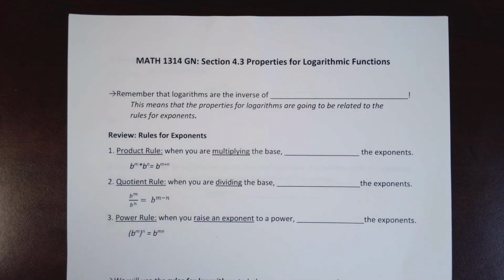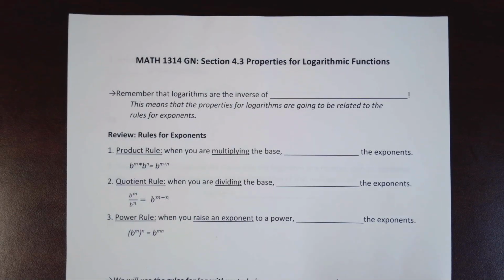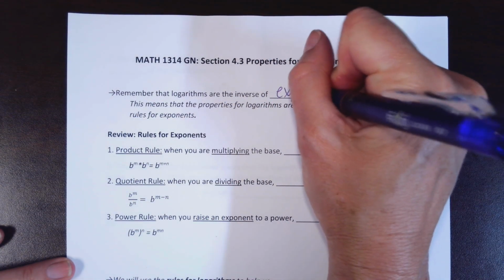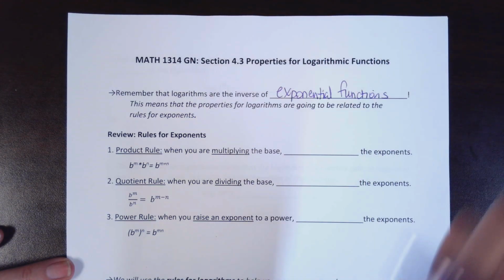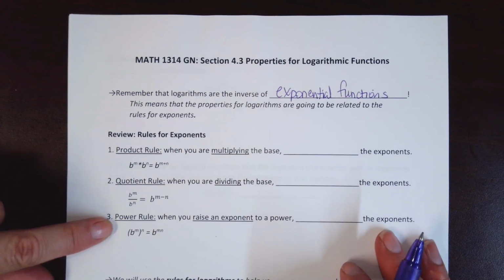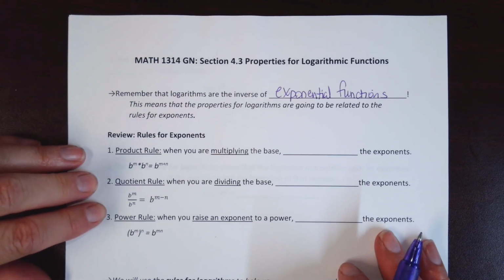For this section and the next, for our last two sections out of Chapter 4, we're working with logarithmic functions, using exponential functions to go back and forth, but we're going to be doing less graphing and more algebra. Remember that logarithms are the inverse of exponential functions. This means that the properties for logarithms are going to be related to our rules for exponents. We already know these three rules for exponents. This is not new information. If you can remember these three rules for exponents, it's going to make working with your logarithms so much easier.